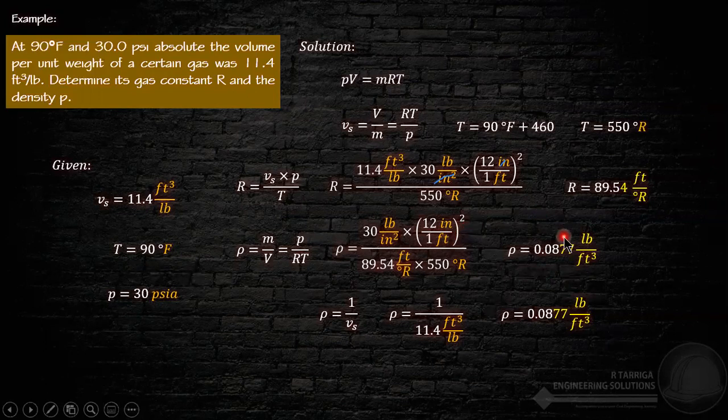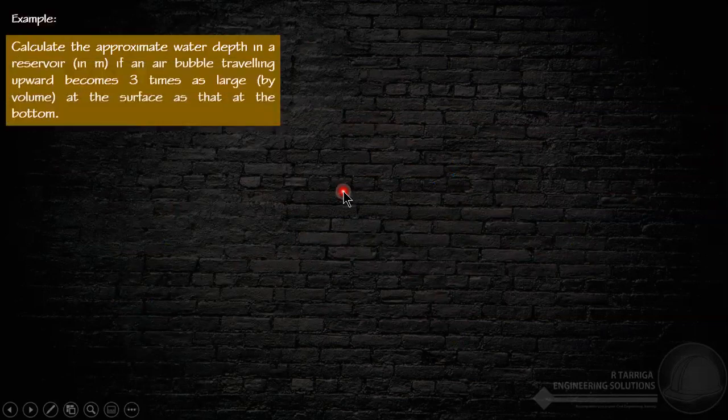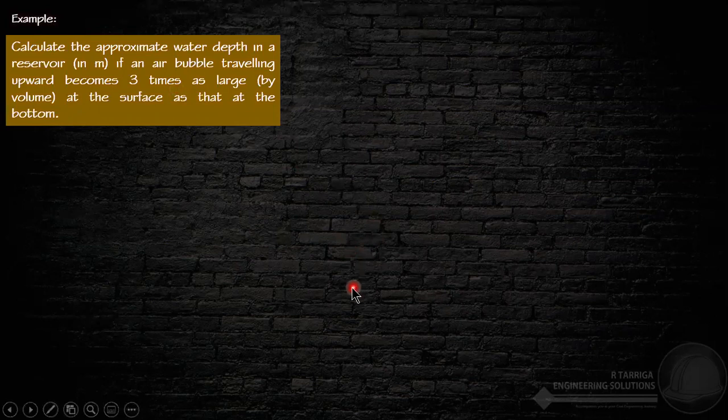Okay? Another example. Calculate the approximate water depth in a reservoir if an air bubble traveling upward becomes 3 times as large by volume at the surface as that at the bottom. This problem came out in, I guess, not a board exam, but rather a quiz bowl: the national elimination stage for civil engineering quiz, 2017 or 2018, I guess. So how do we solve this?